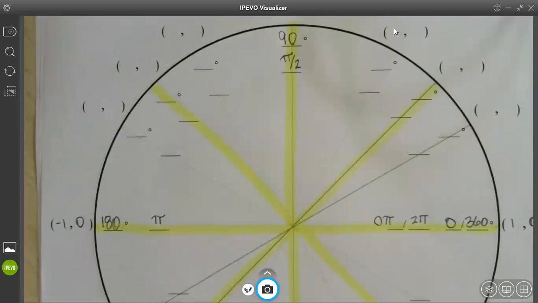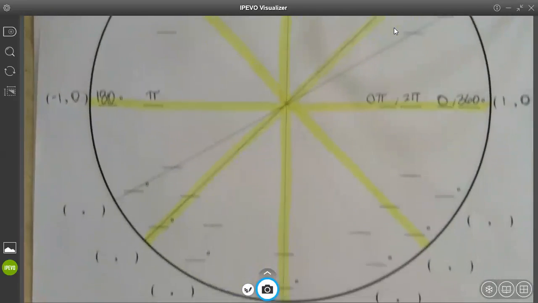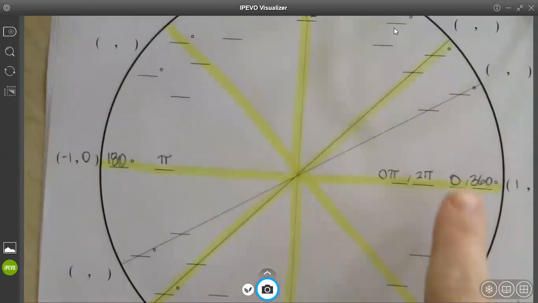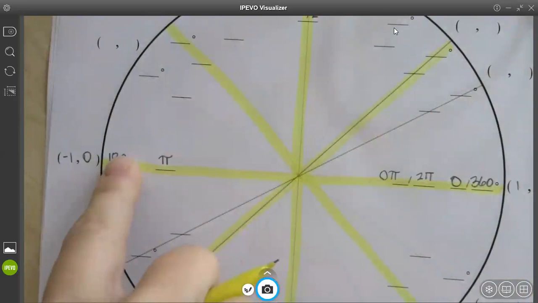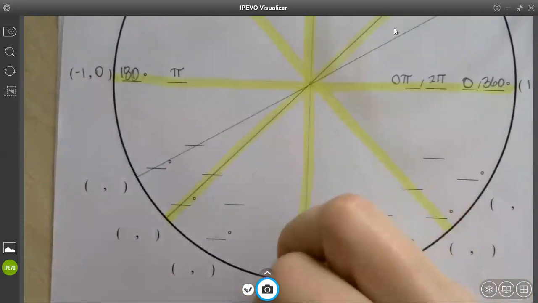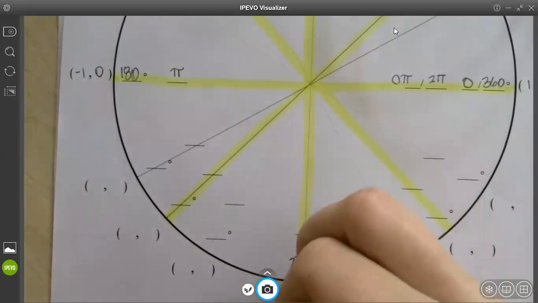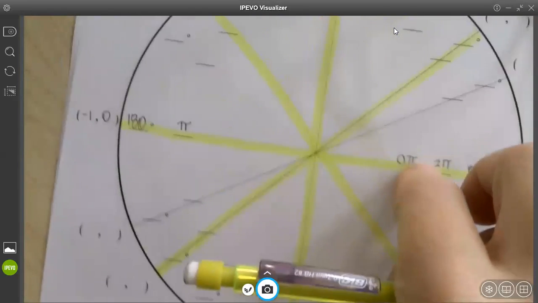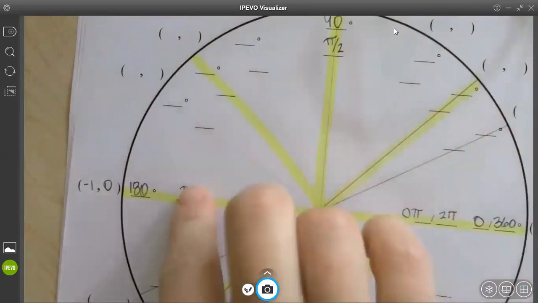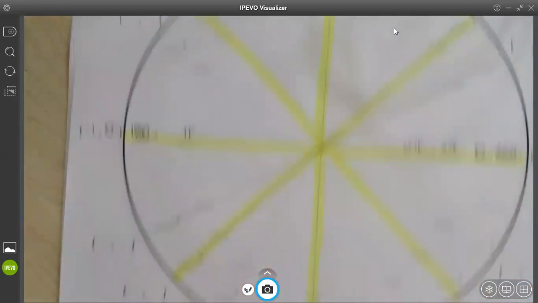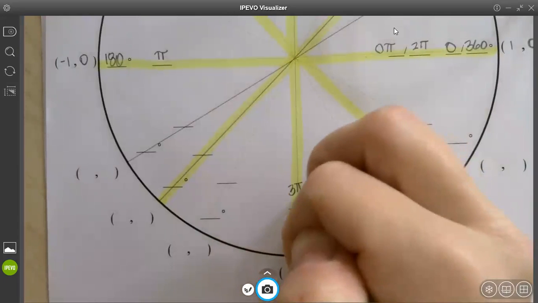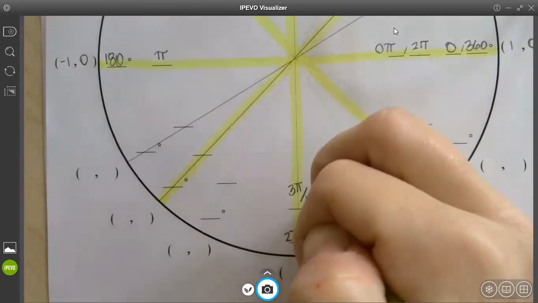To the very bottom, what is 3/4 of the circle? I've been adding 90 every time. So 180 plus 90 is 270. This was 0 pi. This was 1/2, 1. What's this one going to be? 3 pi. Is everybody good with that?